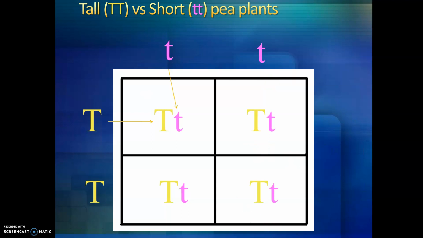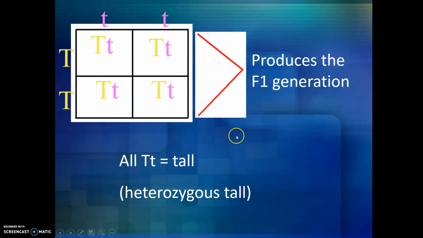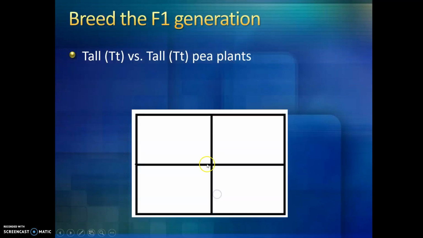So if we're going to look at the genotypic ratio, it's 100% big T, little t. Genes, right? What do the genes say? Big T, little t. It's also 100% phenotypic ratio of tall because every single one of these has a tall gene in it, doesn't it? A tall allele. So this produces the F1 generation. All the F1 offspring will be tall, and they will all be heterozygous tall, okay? F1, that's the first generation.